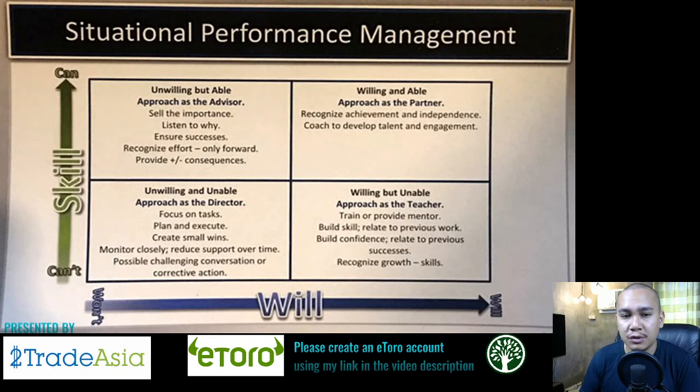So, these are the four types of situation that we have. And for each situation, there's a different approach for that. So, unahin ko po is ang willing pero unable. So, usually, ang mga baguhan sa trabaho, andito to. Gusto ko, pero hindi pa ako marunong, right? So, our approach, it's color blue on the screen, just below the willing and unable.